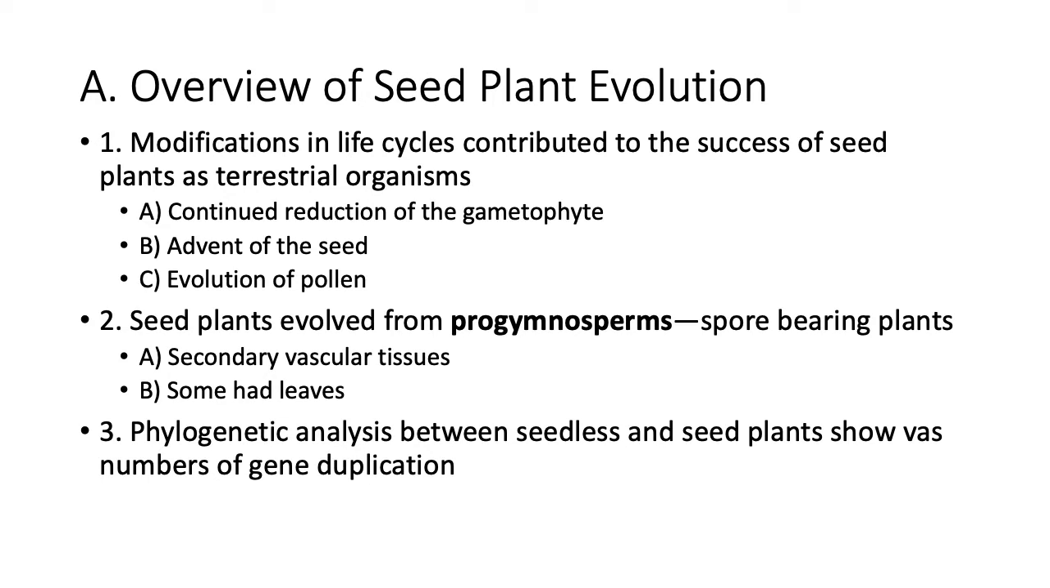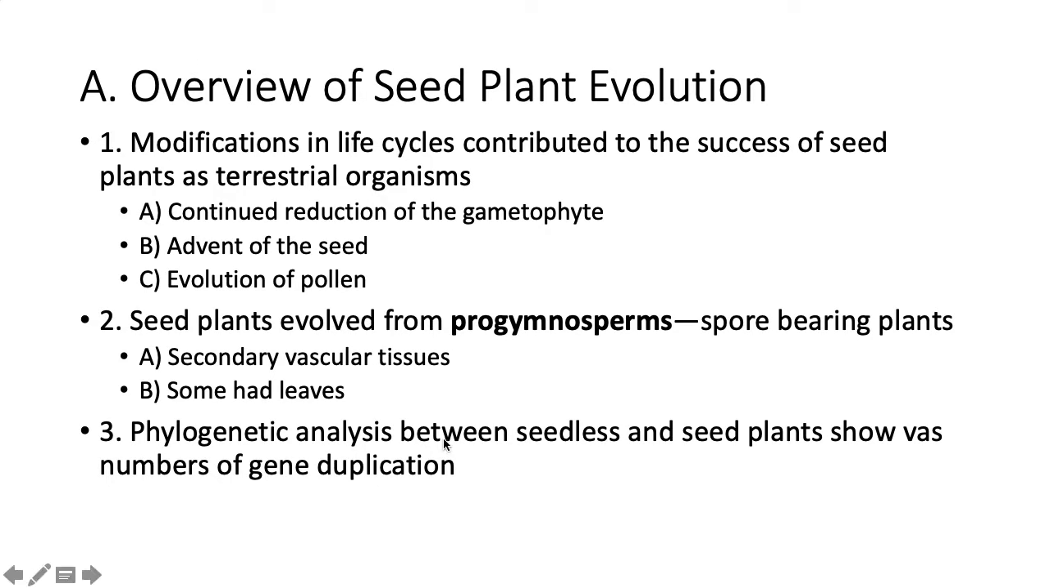But we needed to have some modifications for these seed plants in order for them to succeed as land organisms. So we're going to see a continuation of the reduction, decreasing in size, of the gametophytes. Talk about the seed and its advantages, as well as the evolution of pollen. So no more spores, we're going to have pollen here.